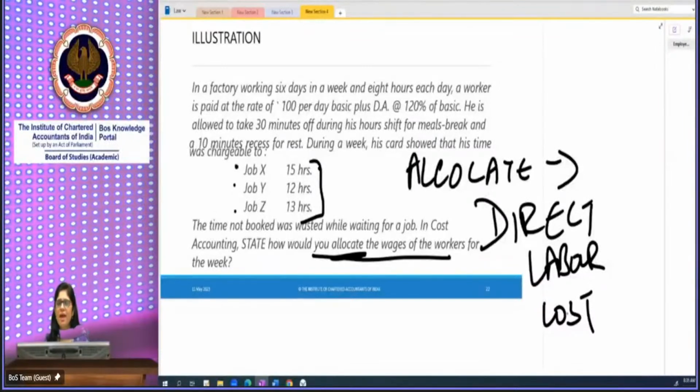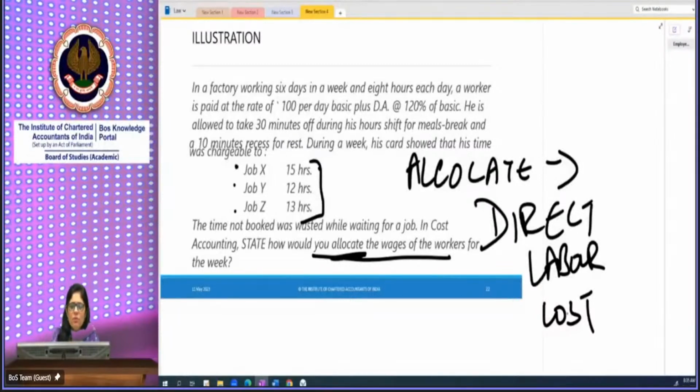If I'm getting any salary, my salary is indirect, because there is no way to measure how much time I have supervised X or Y or Z. That is indirect. Clear? So if we are allocating, that means it's direct. We have actually worked on the job or on the product. All right, I hope you have taken note of this question.